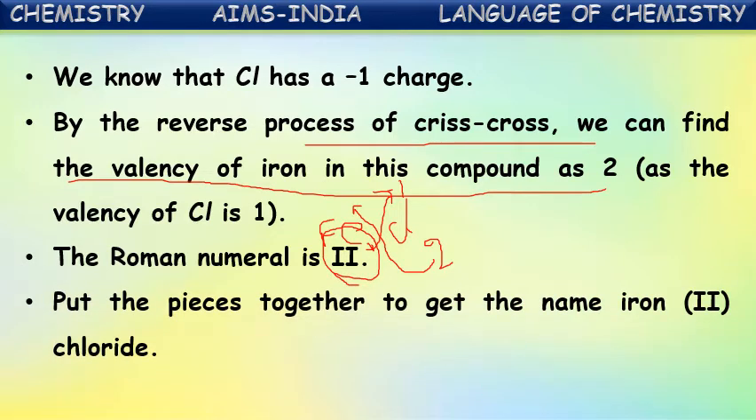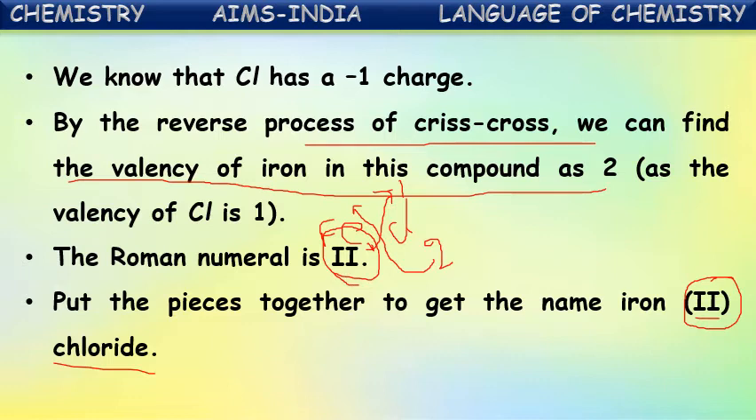Put the pieces together: iron, in the brackets Roman numeral II, and chloride. These represent its valency, because iron is showing variable valency. That's why in this compound, the valency of iron also we have to write.